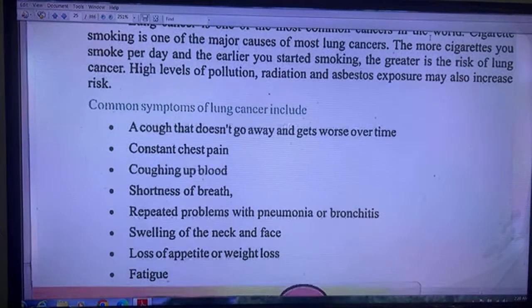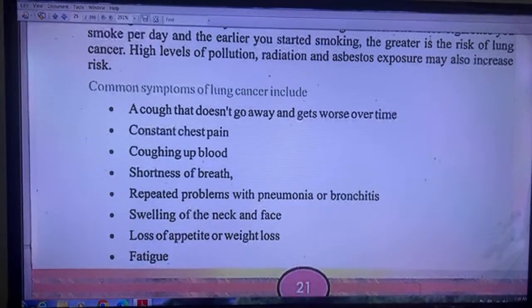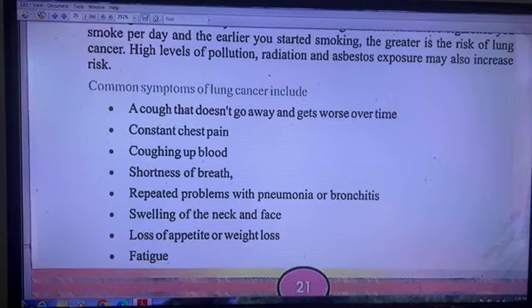Common symptoms of lung cancer include a cough that does not go away and gets worse over time, constant chest pain, coughing up blood, shortness of breath, repeated problems with pneumonia or bronchitis, swelling of the neck and face, loss of appetite or weight loss, fatigue.